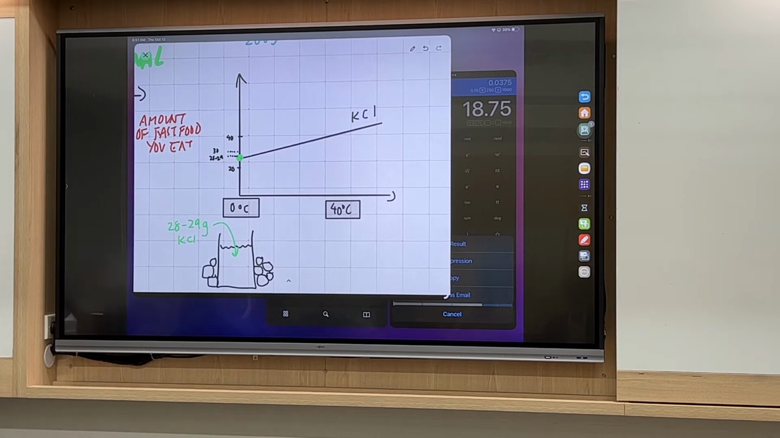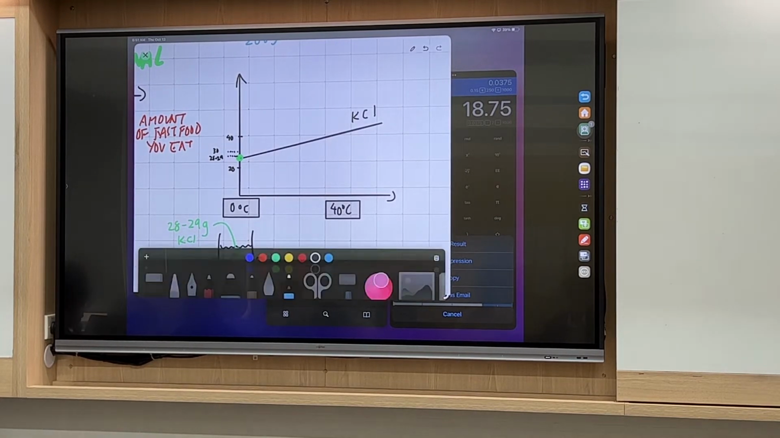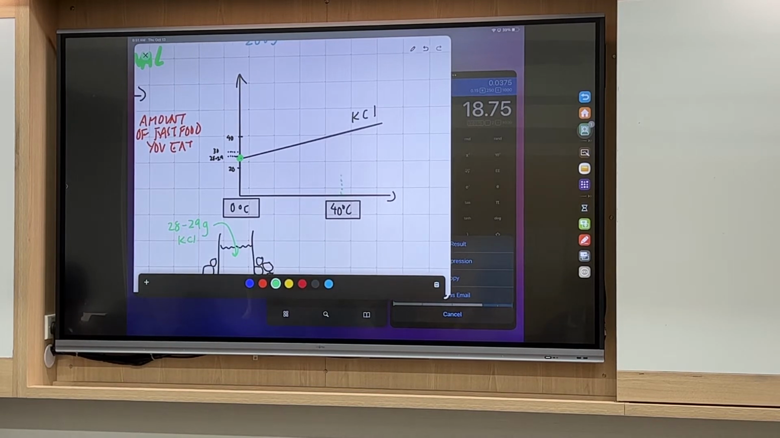What is it? Yeah, you can read it. Sorry, I took away your paper. So can you extend a line upward at 40 degrees and read off the Y value? 40. Yeah, 40. What does that mean?